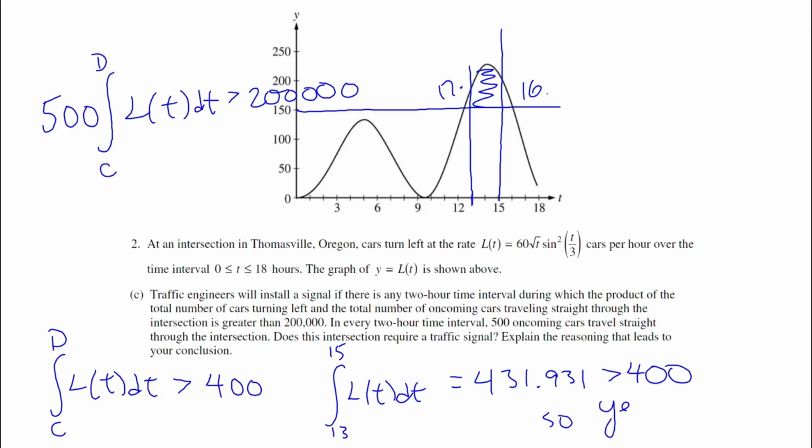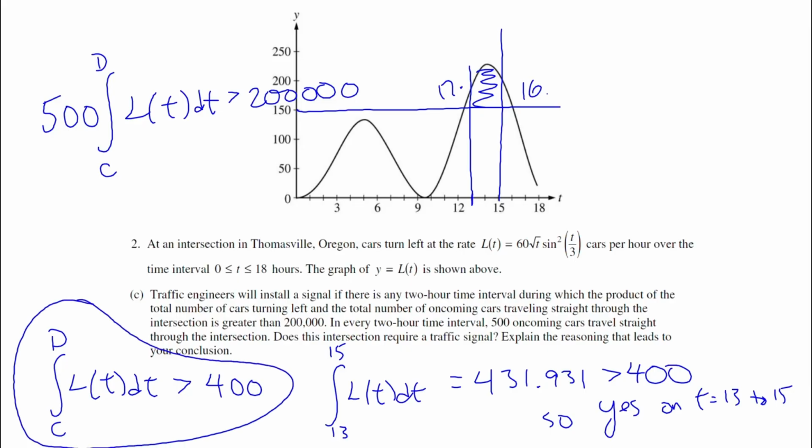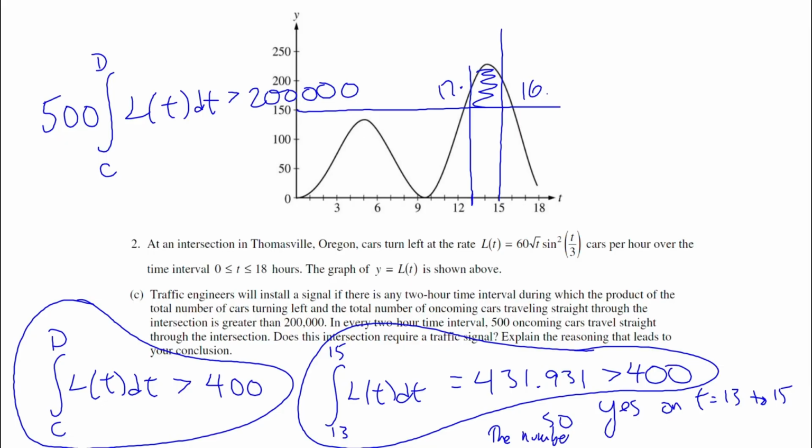So yes, on t equals 13 to 15, this integral from C to D is greater than 400. And we'll just say this, right? The number of cars turning left is more than 400. End of story.